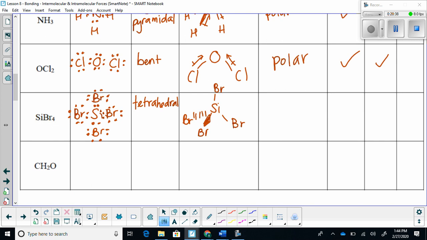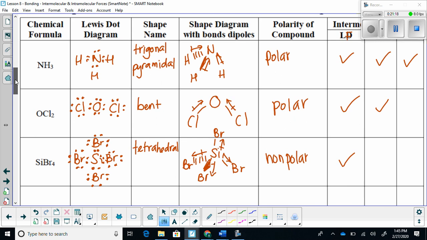Does this have dipole moments? Yes, it does. Which one should it point at? Bromine. Good. Okay, of equal strength. Electronegativity difference is the same. Polar or non-polar? Non-polar. Okay, London forces, yes or no? Dipole-dipole? Hydrogen bonding? No. So out of the three examples we have done, which one has the weakest intermolecular force?